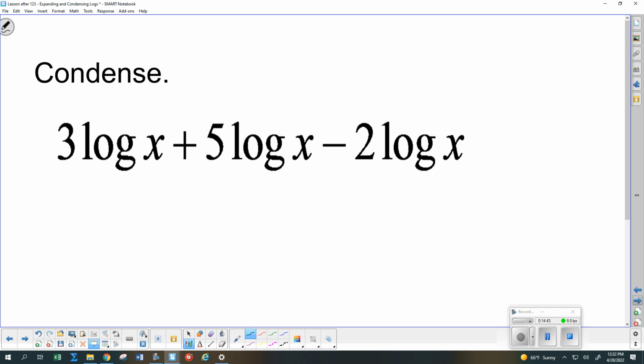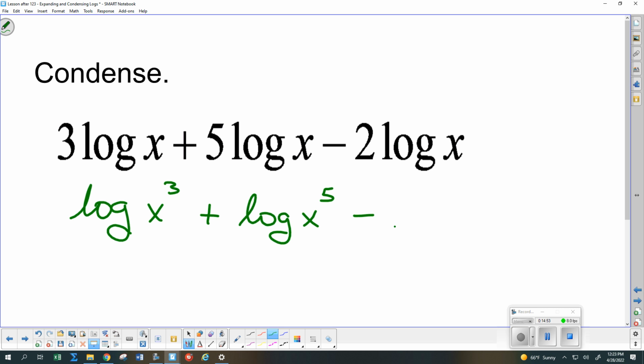We can make them be exponents. So this is the log of x cubed plus the log of x to the 5th minus the log of x squared. Do all three of those logs have the same base? Any of them that have the same base, I can squash together.